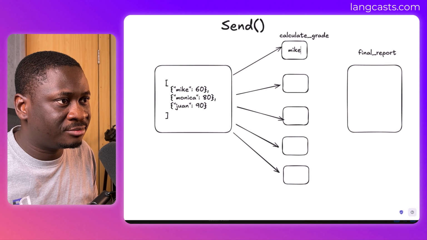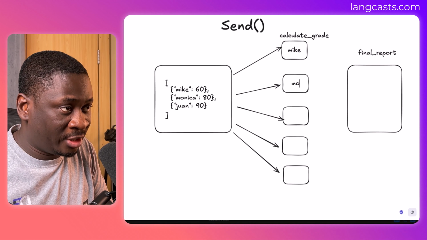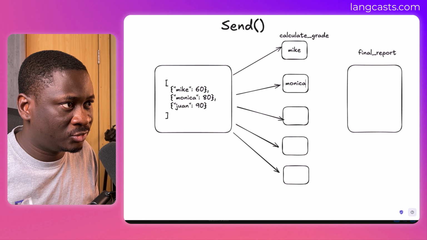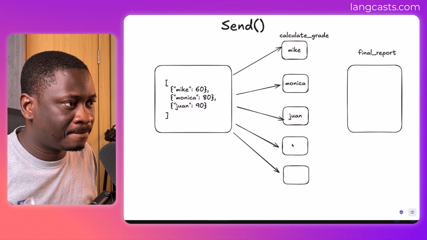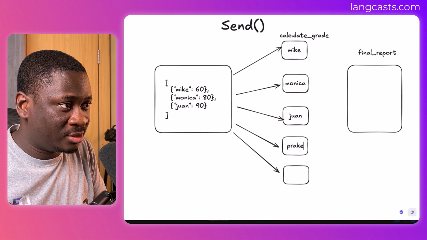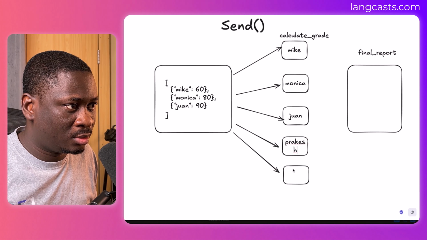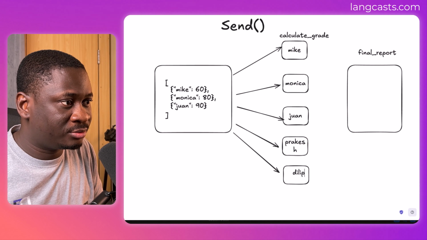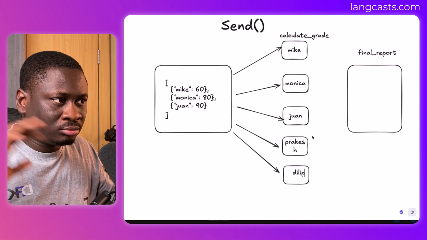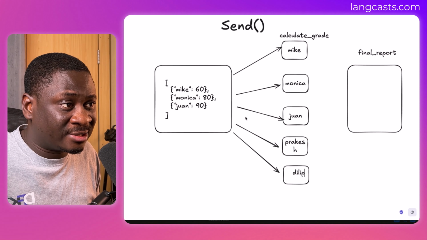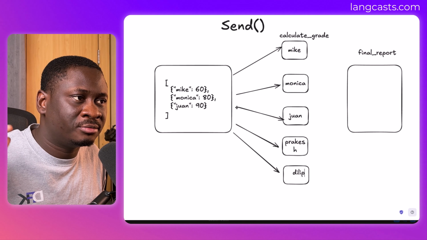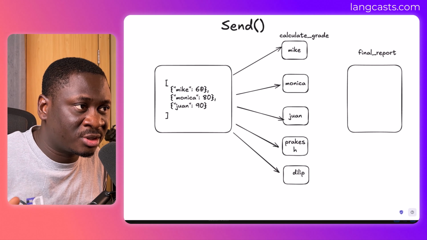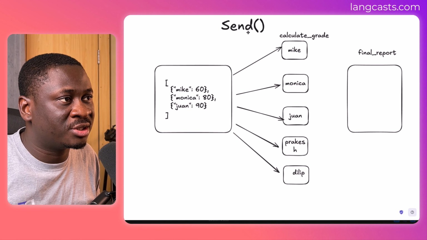So here you send Mike, here you send Monica, you have Juan here, you have Prakesh here, you have Dilip here. So you spin up send requests for each of those instances.